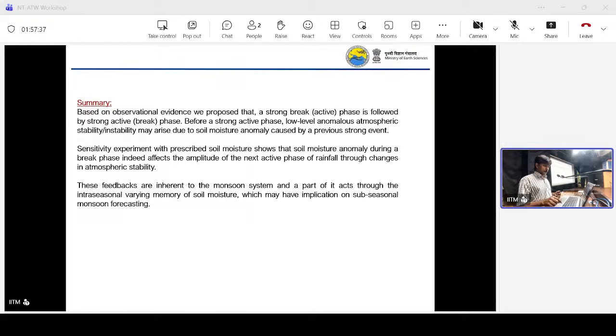in play, and we summarize that, based on observational evidence, we propose that strong break is followed by strong active phase. Okay, so we carried out some sensitivity experiments with the model, and then found that there are some feedbacks that exist in this system, and this is inherent to this coupled system. And when we talk about subseasonal forecast, we should have an initialization, probably Rajiv will talk, initialization of soil moisture becomes very important.